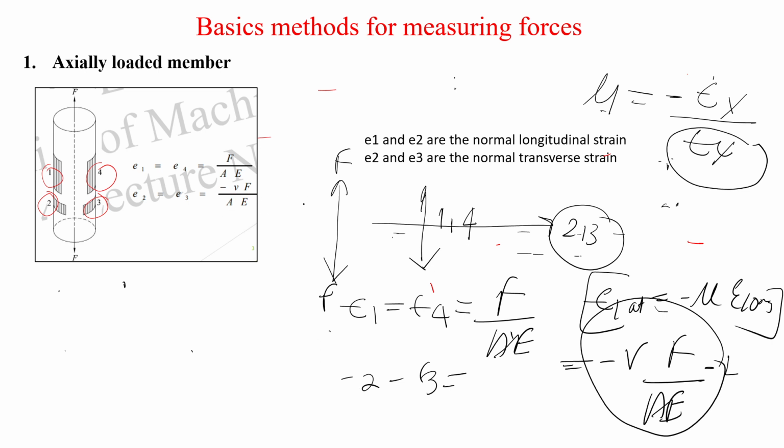So this way you can find the force's value in whatever direction you want, using the strain gauge either in the longitudinal direction or in the lateral direction. This is a very important concept about the Poisson ratio, which we should know because it is very useful in calculation of the strains and stresses. So this is one of the methods of calculating force.